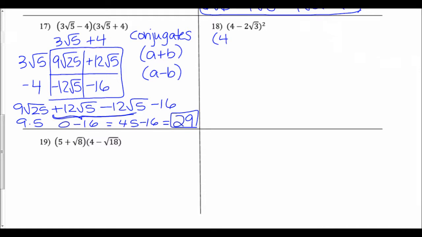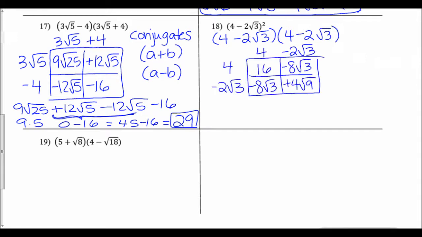In number 18, the biggest mistake we make with this one is we try to distribute the squared. Remember that 4 minus 2 square root of 3, the quantity squared, means 4 minus 2 square root of 3 times 4 minus 2 square root of 3. I can do this multiplication using my boxes or by FOIL. Either way, when I work it out, I'm going to wind up with 16 minus 8 square roots of 3 minus another 8 square roots of 3. And then on the end, I had 4 times the square root of 9, which the square root of 9 is just 3, so I can write that down as 4 times 3.